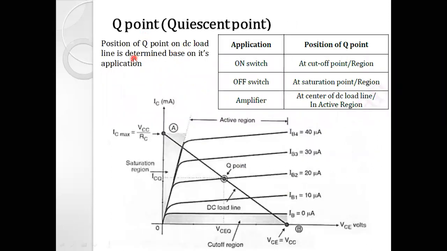The position of the Q point on the DC load line is determined based on its application, right? As you can see here, when we want the transistor to act as a switch, for the on state condition the operating point should be located over here, and for the off state condition, the location of this Q point should be at the cutoff point, that is over here. And when we need amplifier operation from the transistor, the position of the Q point should be at the center of the DC load line over here in the active region.